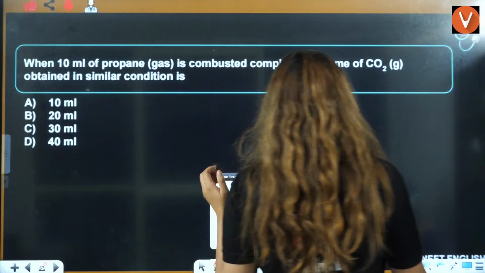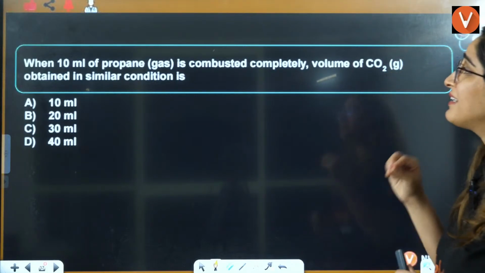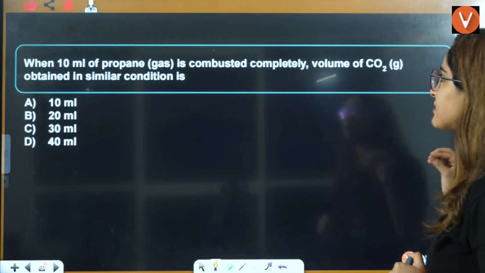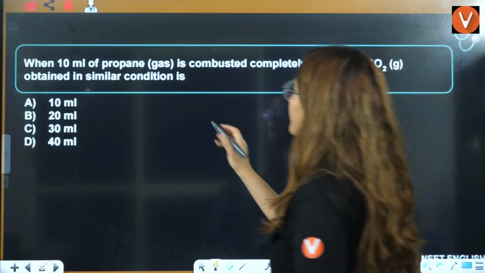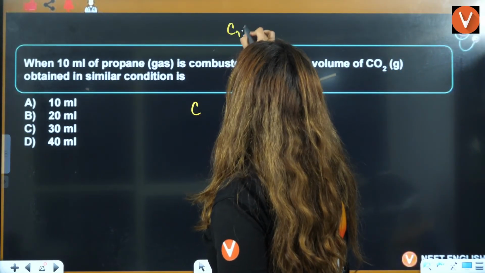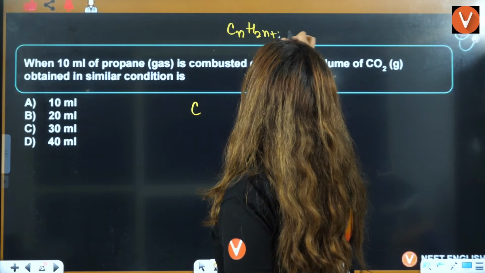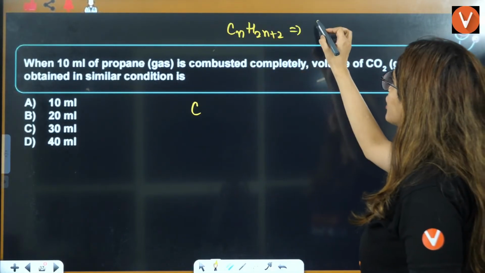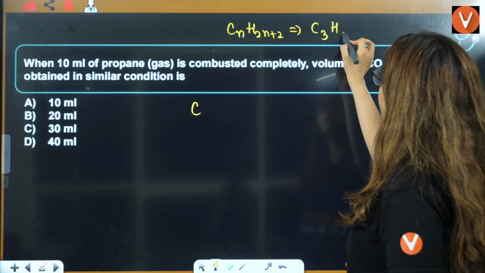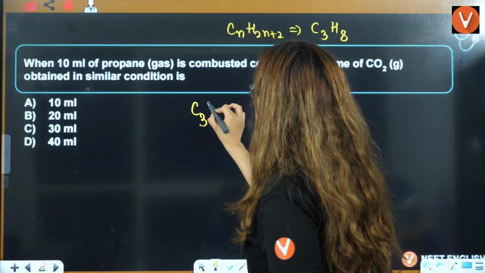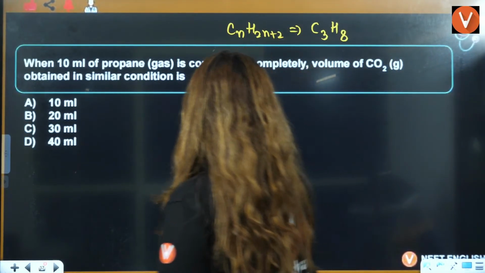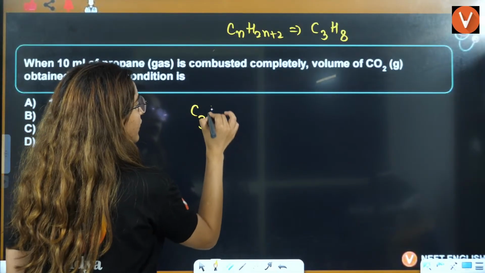Now, let us do this question that says when 10 milliliter of propane gas is combusted completely. Propane, you will study in organic chemistry. This is the formula, C3H8. So you can directly write it as C3H8.